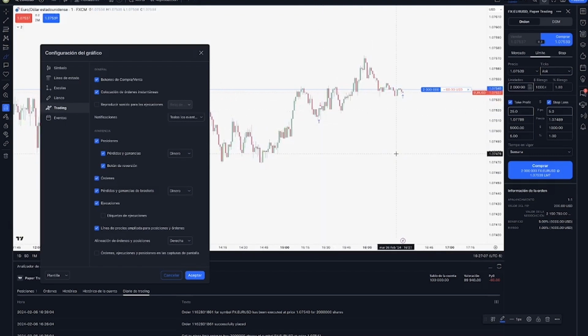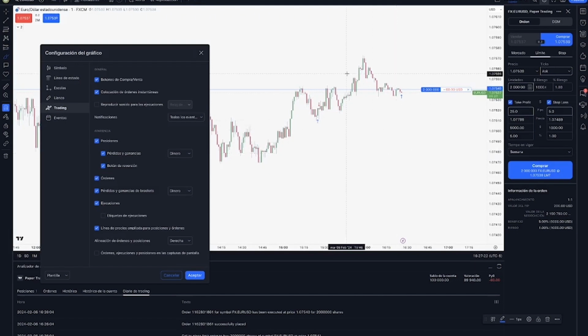As I was telling you before, overall, demo accounts serve as valuable training grounds for both novice and even experienced traders. All of this helps us sharpen our skills and improve our performance in the financial markets.